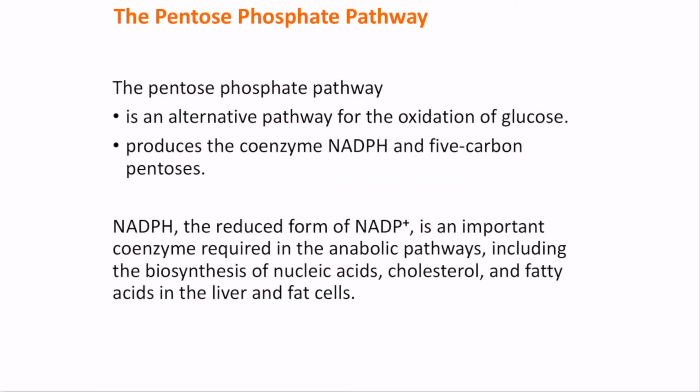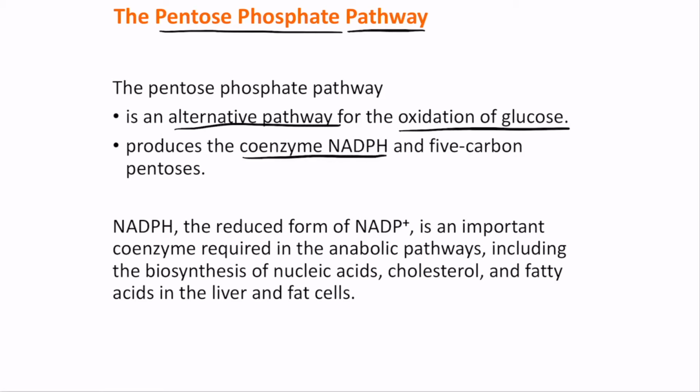Welcome to lecture 2 on metabolism, metabolic pathways for carbohydrates. So next let's discuss the next pathway, which is the pentose phosphate pathway. This is an alternative pathway for the oxidation of glucose. It results in the production of the coenzyme NADPH and the 5-carbon pentoses.